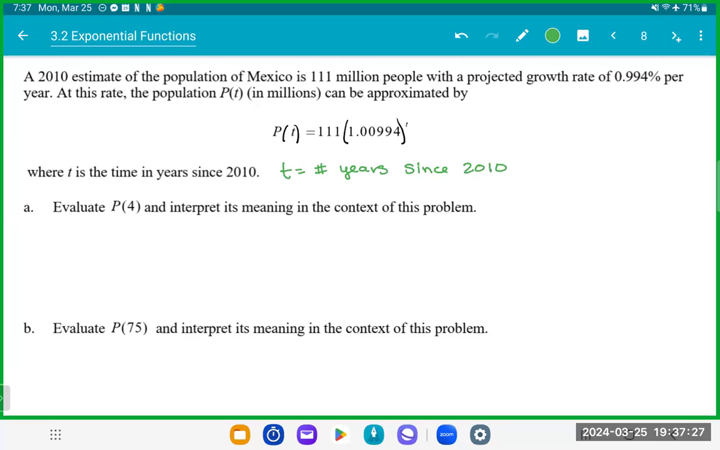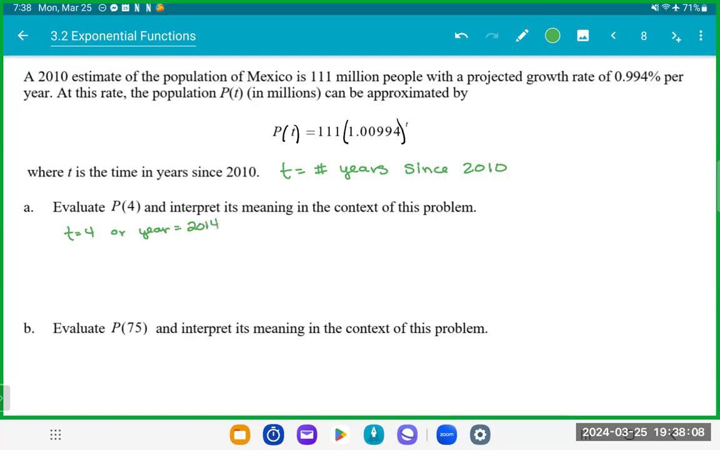So if I wanted to know 2010, I plug 2010 in here. The number of years since then is 0 because it is its year, and you would get 111 times 1, which would be 111 because, right, anything raised to the 0 is 1. Okay, so let's look at this problem then if we let t equal 4. So that would mean we're looking at the year 2014. So if t equals 4 or year equals 2014.